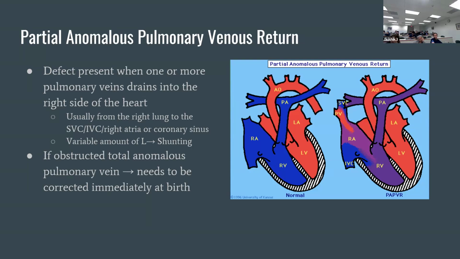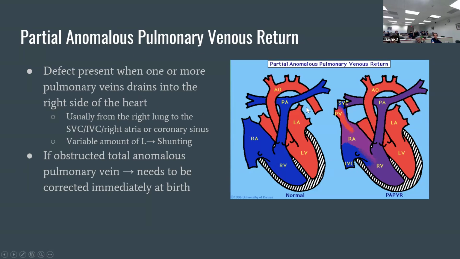Okay, so usually this will arise from the right lung and dump into the superior vena cava or the IVC or the right atria or the coronary sinus, which is the vein that wraps around the left side of the heart and the right side of the heart. There can be a variable amount of left to right shunting. If this is obstructed total anomalous pulmonary vein, this needs to be corrected immediately at birth.